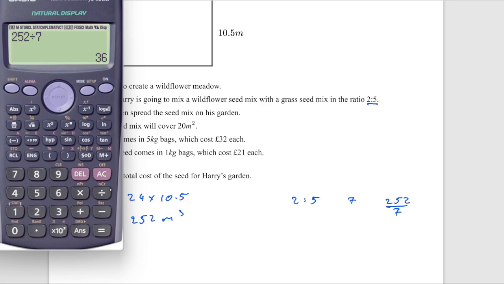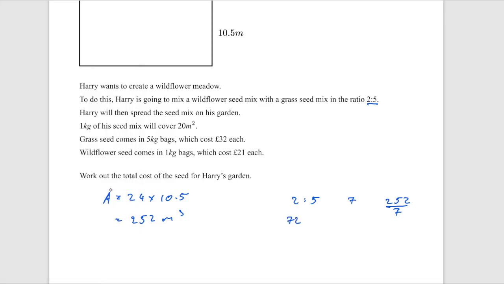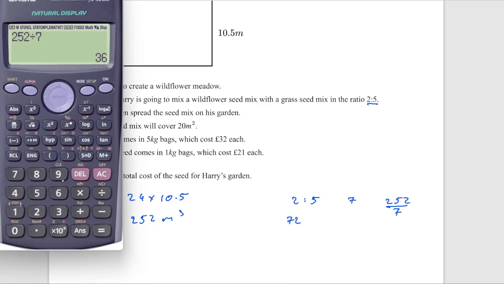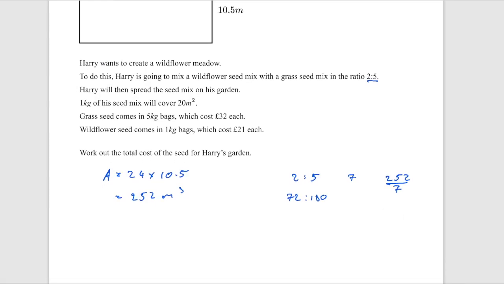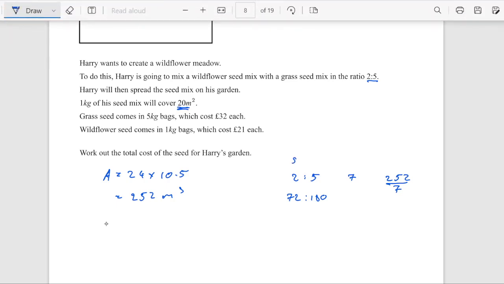So that gives me, I want 72 kilograms of this one, and times by 5, and I want 108 kilograms of this one. So 1 kilogram of seed will cover 20 meters squared. So let's just go back to the fact that we've got seed. Now we're going to call them W and G for wild seed and grass. So this seed mix will cover 20 meters squared. So I need to divide that by 20.